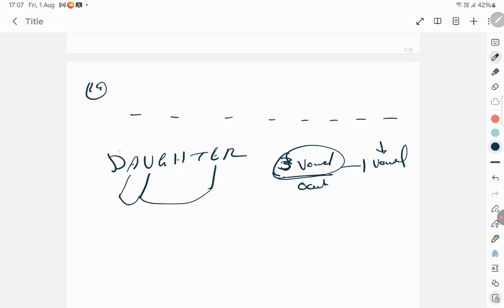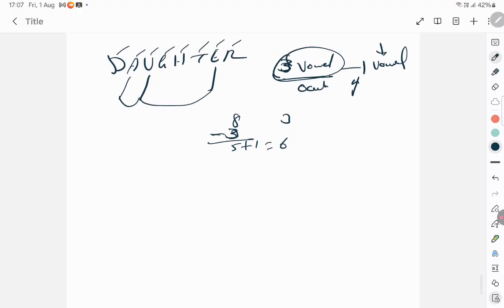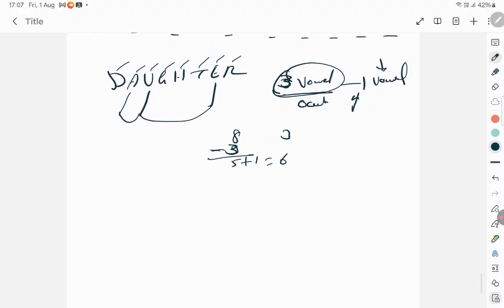So how many letters are there? 1, 2, 3, 4, 5, 6, 7, 8. We are considering 3 letters; subtract 3 letters, you get 5, and add 1 letter, because all the subtracted 3 letters are categorized as 1 letter. So there are 6 letters in total. Because all 3 vowels are going to occur together, in how many ways can I juggle it? It is only 6 factorial.